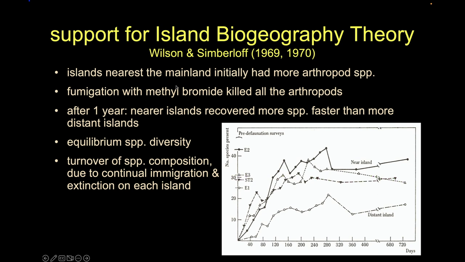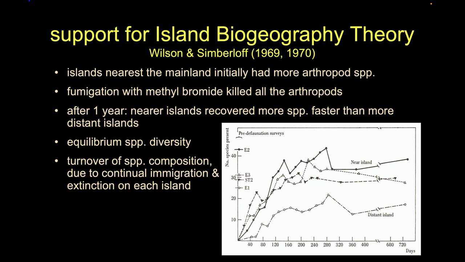that the islands nearest the mainland captured critters the fastest, right? So it was easiest for an insect to fly 10 meters rather than flying a mile or whatever it is. I told you how they did it. The initial work showed that after a year, the closer islands still recovered faster.